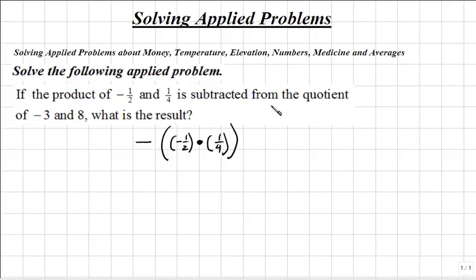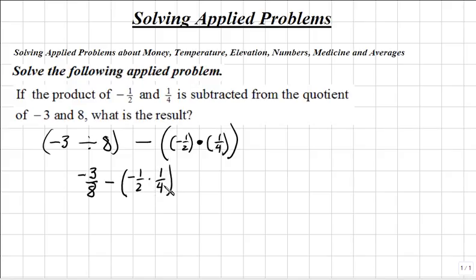The other expression will be the quotient. The word quotient means divide, of two numbers, negative 3 and 8. So this problem interprets to negative 3 divided by 8 minus negative 1/2 times 1/4. So let's simplify this and find the result. First, negative 3 divided by 8 can be represented as a fraction, so this becomes negative 3/8 minus the product of negative 1/2 times 1/4.